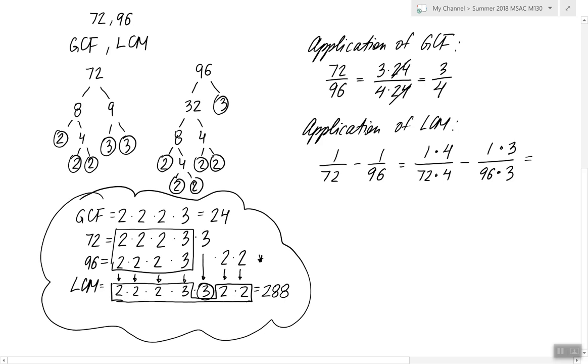Now we have two fractions with the same denominator. Now we can easily subtract one from another. So the answer is 1 over 288.